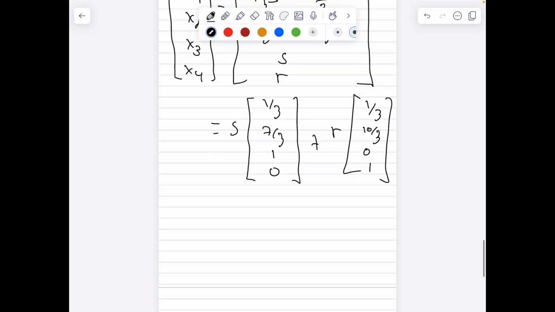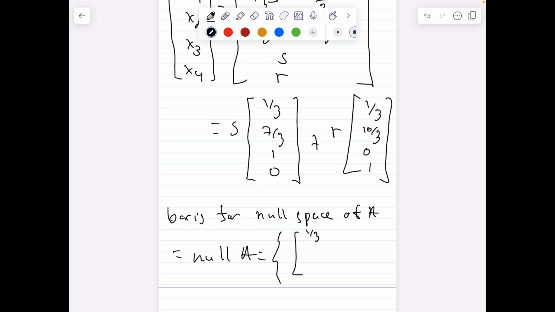And your basis for the null space of A, or null A, equals the set (1/3, 7/3, 1, 0) and (1/3, 10/3, 0, 1). Okay, and that would be it right there. That is the basis for the null space of A.